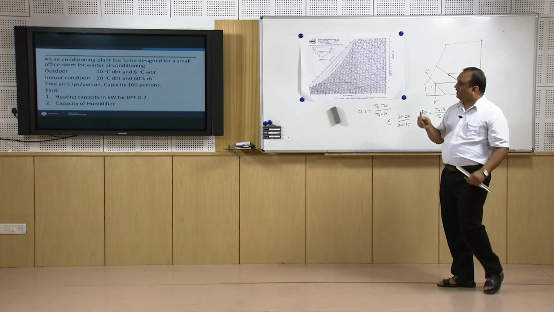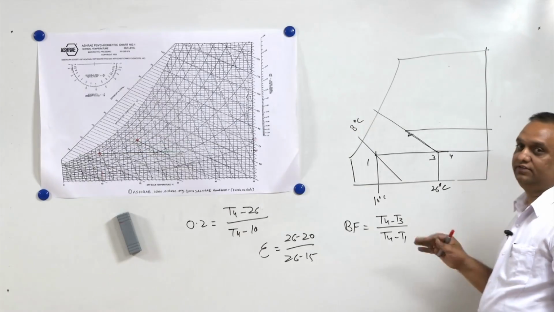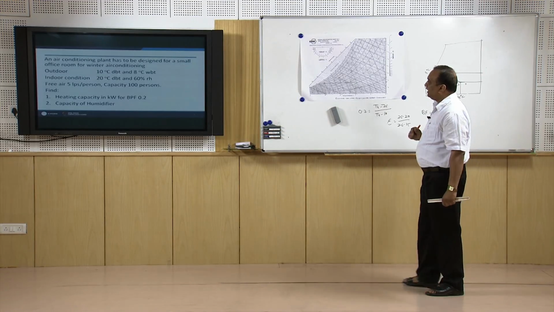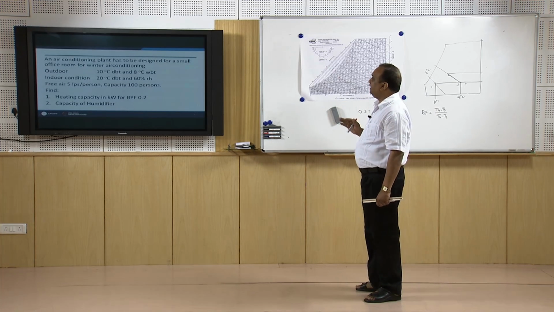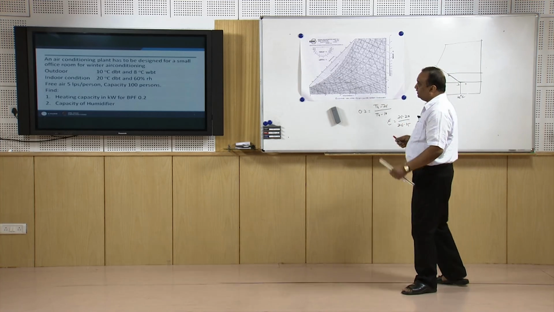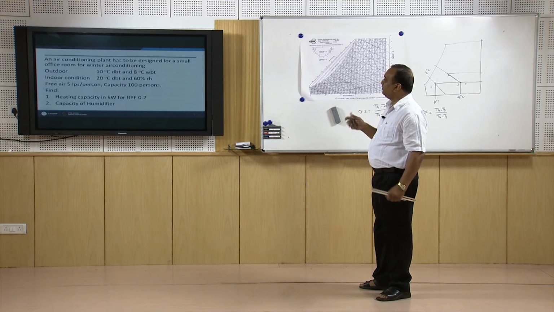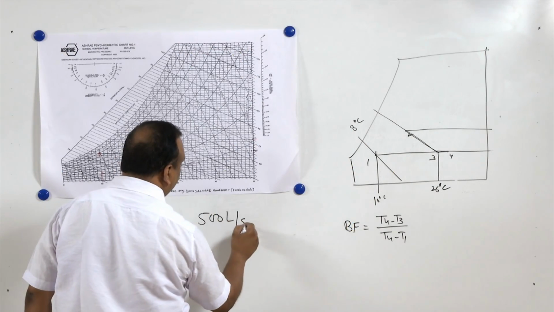Now here it is capacity of humidifier, that is expressed in terms of how much water is added into the air. So this is the water addition in the air, now how much air is circulated? Fresh air is 5 liters per second per person. So how many persons? 100 persons. So 100 persons, 5 liters per second means the air flow rate has to be 500 liters per second.